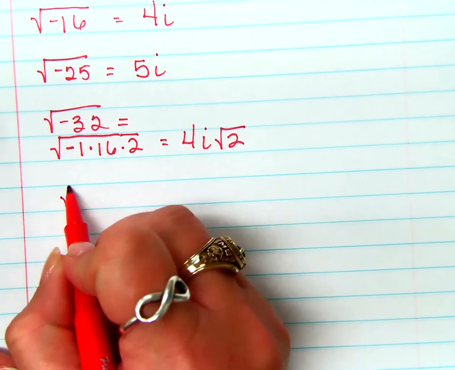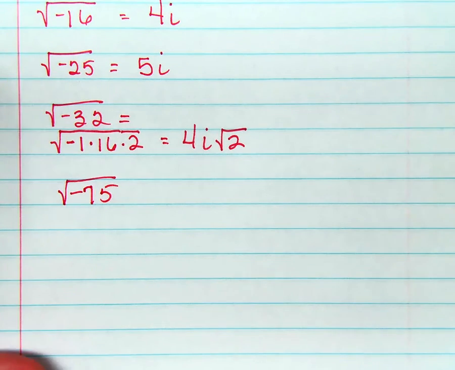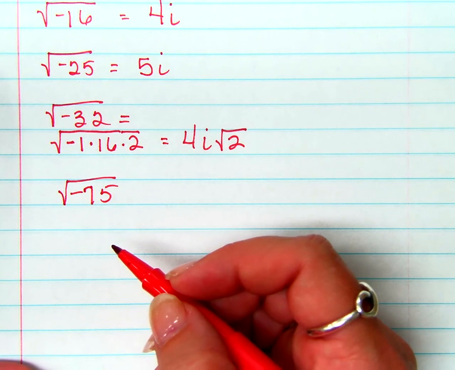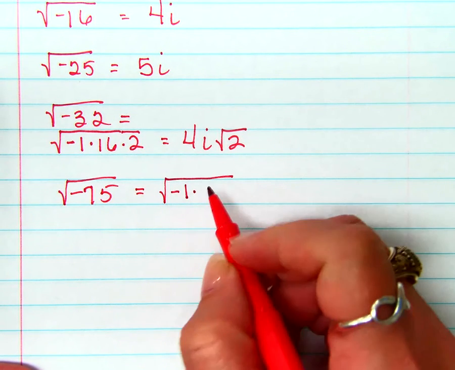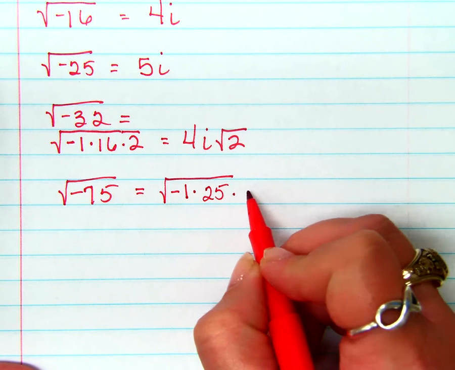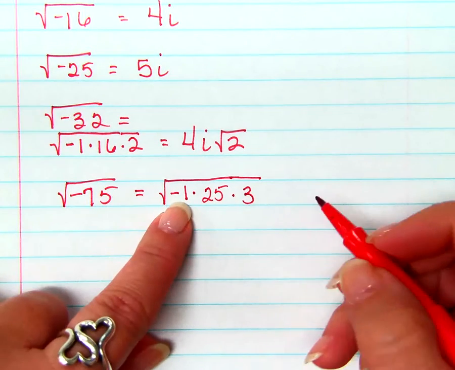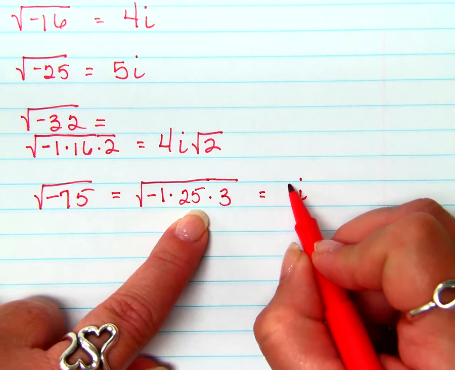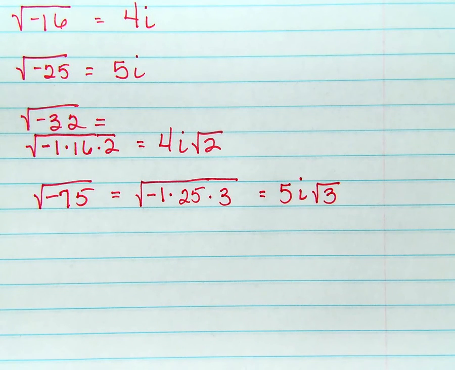We'll do one more like that. The square root of negative 75. I don't know the square root of negative 75, but I do know negative 1 times 25 times 3. What's the square root of negative 1? i. What's the square root of 25? 5. What's the square root of 3? Done. Yes?